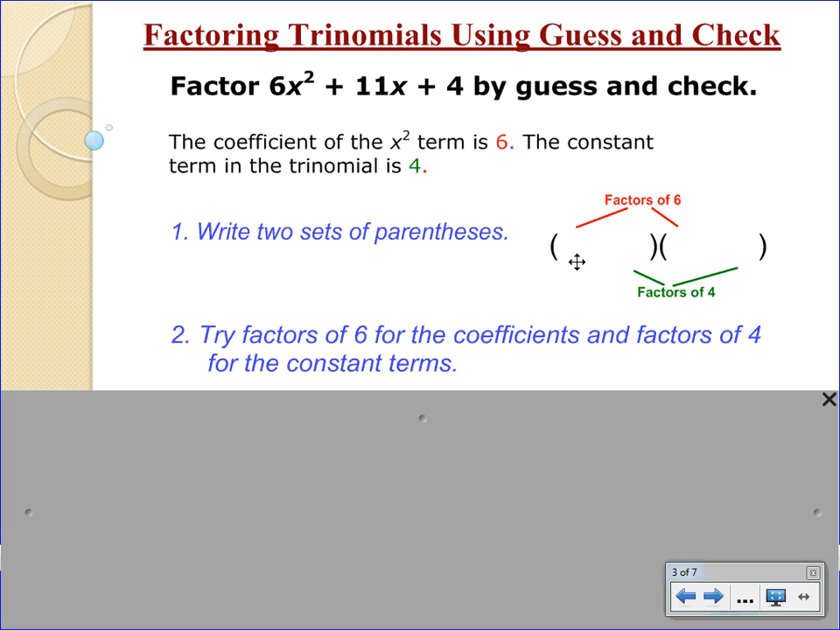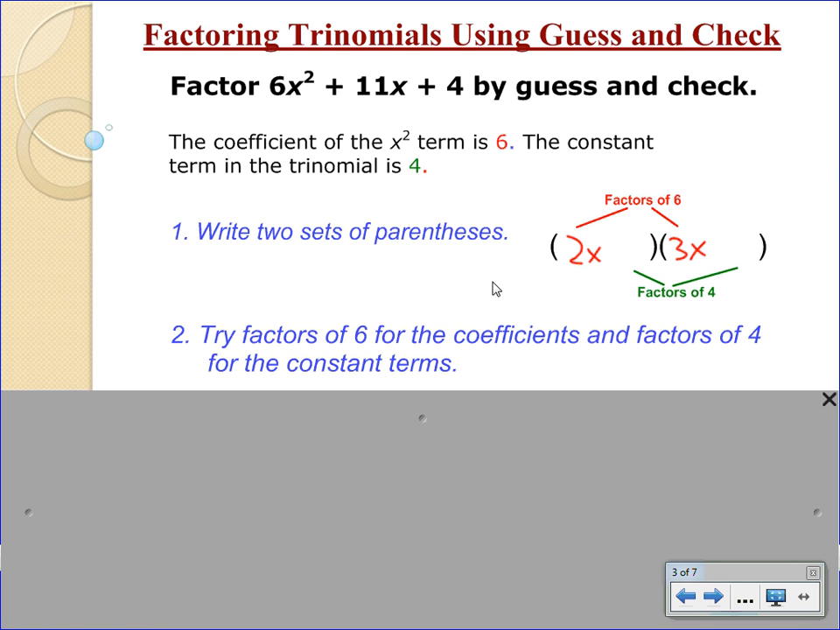Okay. Let's pick some factors that are going to give us 6, and we'll throw an x after each. We can use 1x and 6x, or we could use 2x and 3x. I'm going to use 2x and 3x. And I'm going to start with a 2x and a 3x, one in each. And I'm going to pick a couple things that multiply to give me 4, and I want to see if I can get the middle term to be 11x.